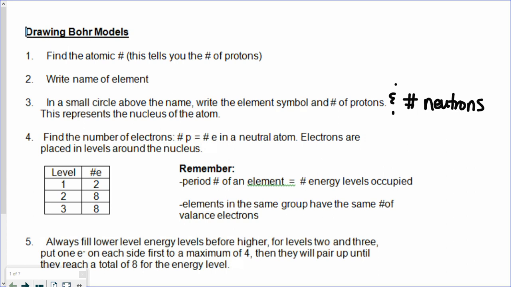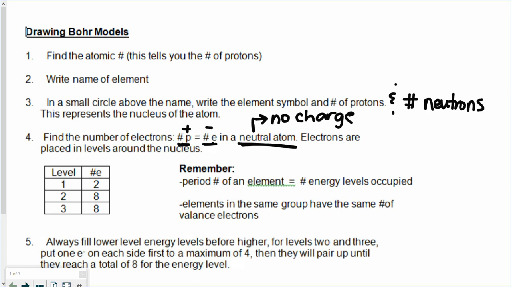So find the number of electrons if we're talking about a neutral atom. So neutral means no charge. So if something is a neutral atom, your number of protons, which are your positive charges, need to be equal to your number of electrons, which are your negative charges.